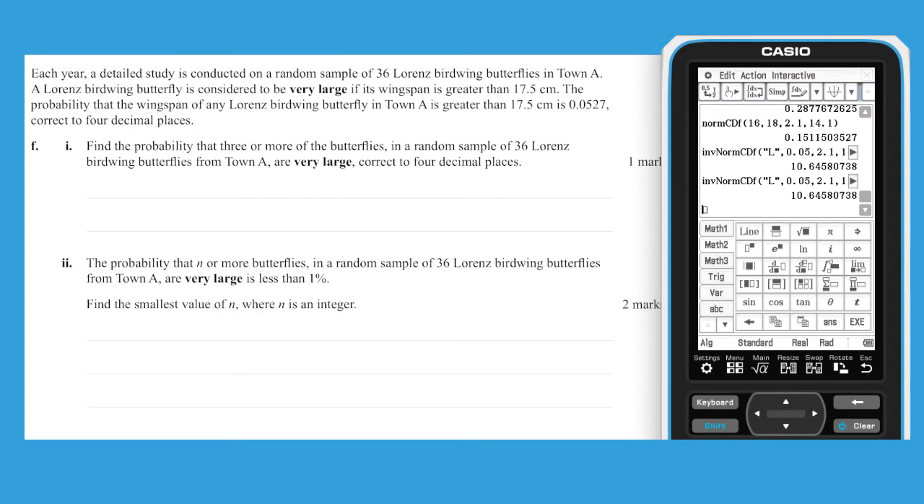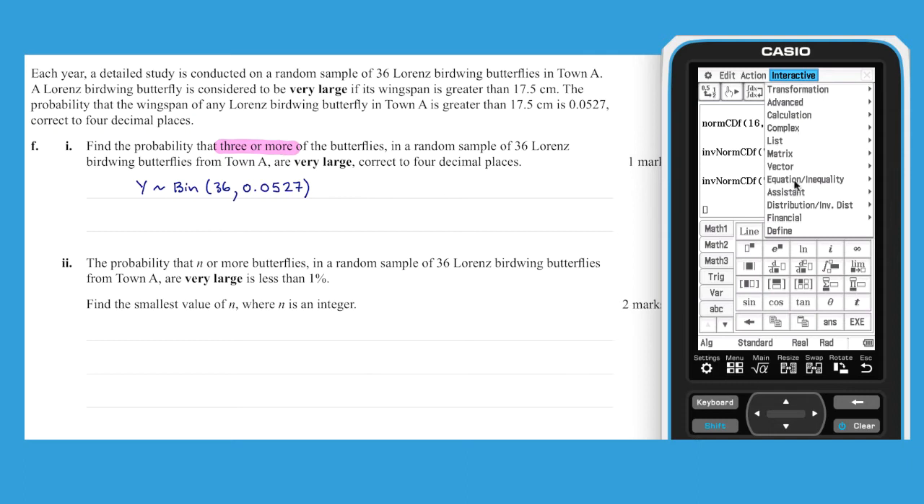Part F, Part 1. The number of very large butterflies out of a random sample of 36 can be modelled by y, a discrete random variable, using the probability value provided. The probability that y is 3 or more can be calculated on a ClassPad using the binomial CDF command.